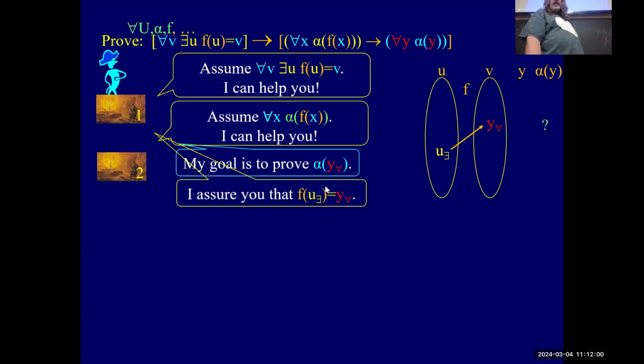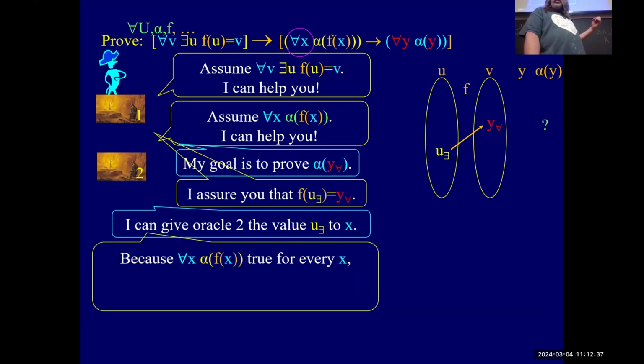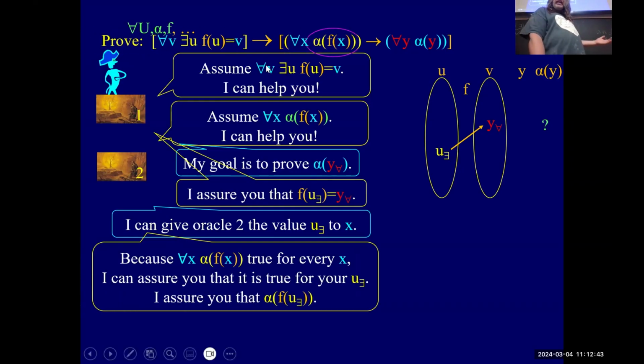All right, so now we know this, right? The adversary gave me an arbitrary Y, and I know something about the Y. I know a U such that F of U is my Y, right? So now I go to my second oracle. My second oracle says, you give me any X, and I'll assure you that F of X is true under alpha, right? So what do I give her? I give her U, right? I give Oracle 2 the U. And what does she do? She says, well, something is true for every X, so it's true for your U. In particular, we know that this is true, right?